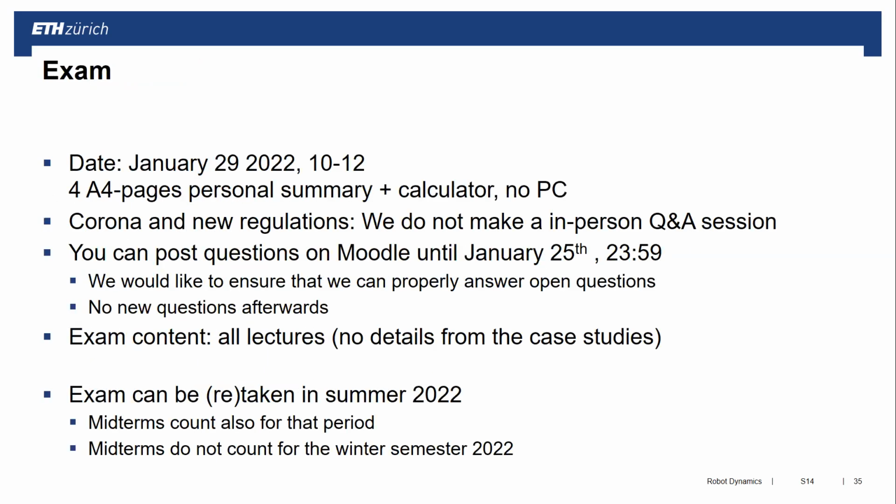Then the exam will happen on January 29. It's a Saturday, nice one also for us. What you're allowed to bring is 4 A4 pages of a personal summary. So these are 2 sheets, front and back, or 4 individual sheets, only front page. It's also a very common question. Bring your calculator. We will not have spare calculators with us. No PC. And I don't care what kind of calculator. You can have a tiny one, you can have a programmable one. It will not help you.